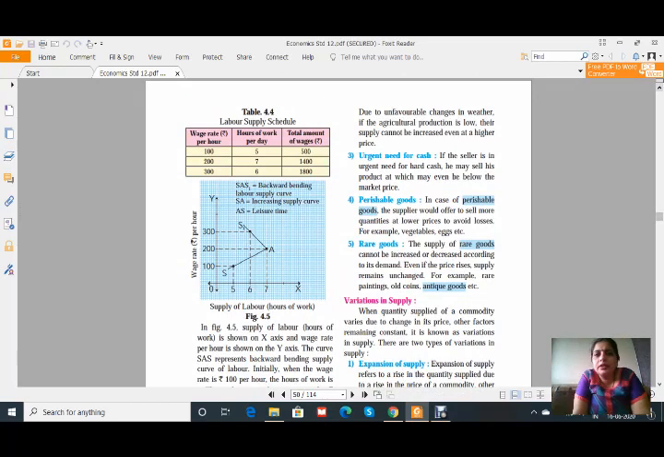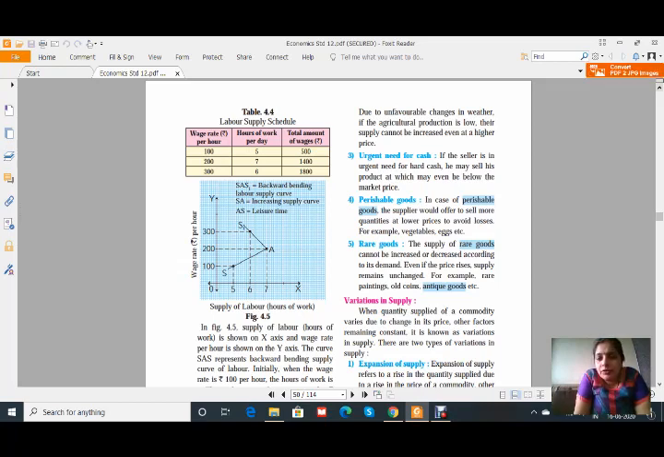Due to unfavorable changes in weather, if the agricultural production is low, their supply cannot be increased even at a higher price. The third one is urgent need of cash. If the seller is in urgent need of hard cash, he may sell his product even below the market price. This is also an exception to the law of supply, because if the seller wants to sell, that means he wants some cash right now for an emergency, and in that case even if the price is low he wants to sell and he increases the supply. That again shows an exception to the law of supply.